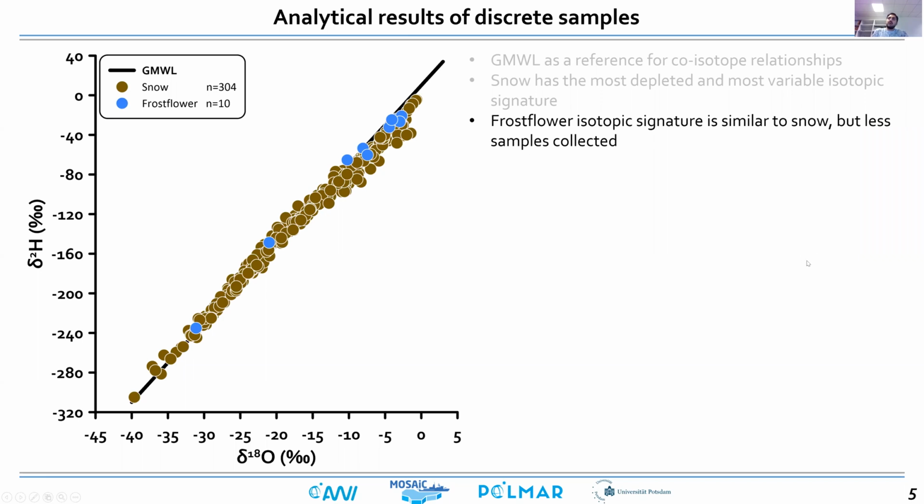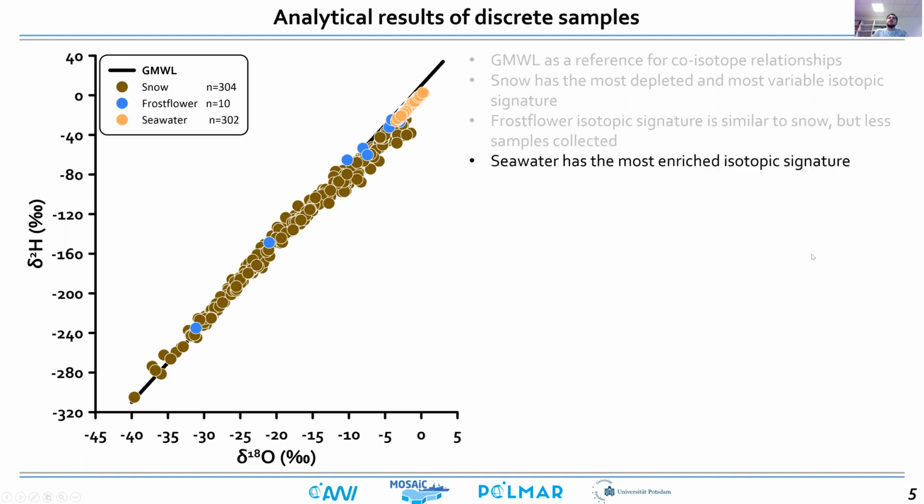Frost flowers also had a signature similar to snow, but with way fewer samples, with only 10 samples taken opportunistically. And then going from the most depleted to the most enriched value that we have seen in delta 18O was the seawater.